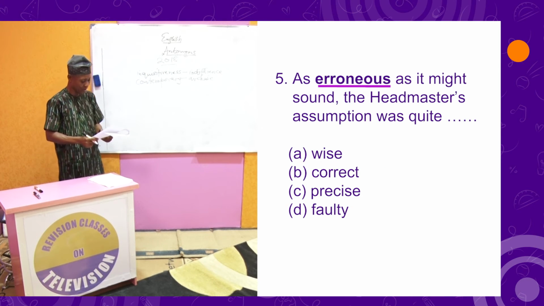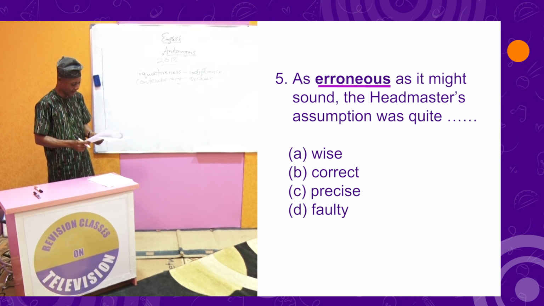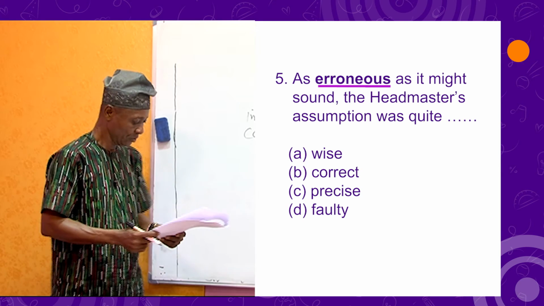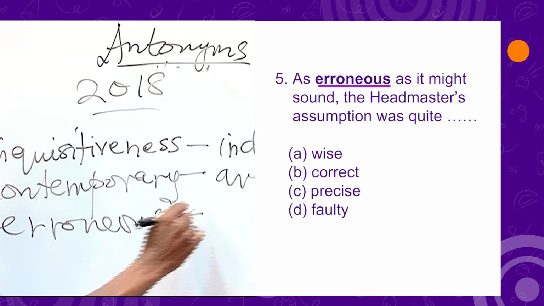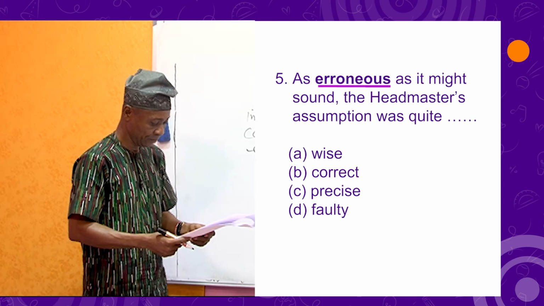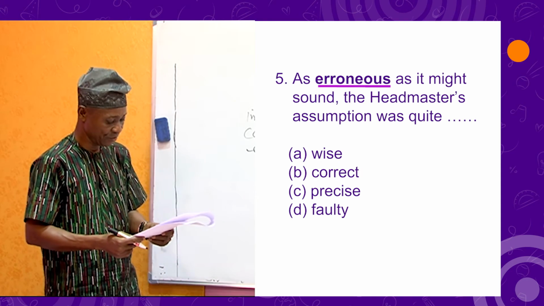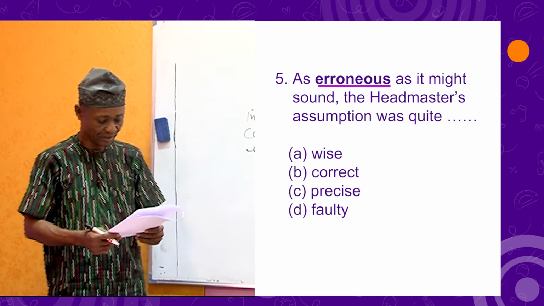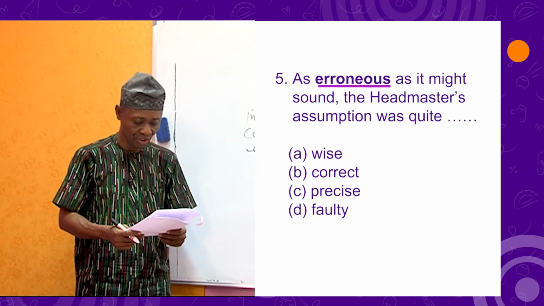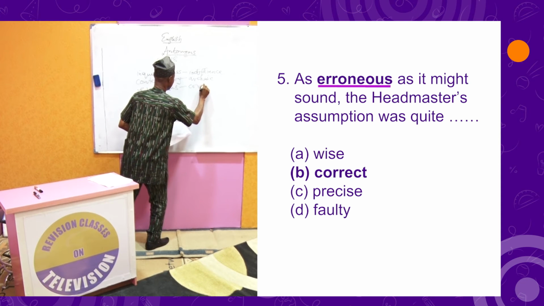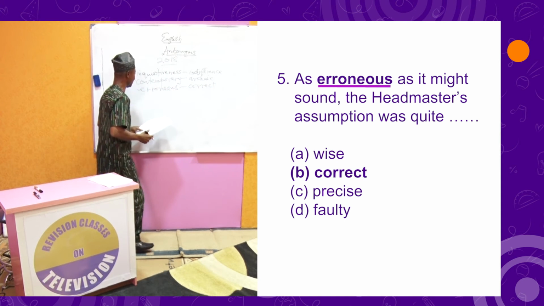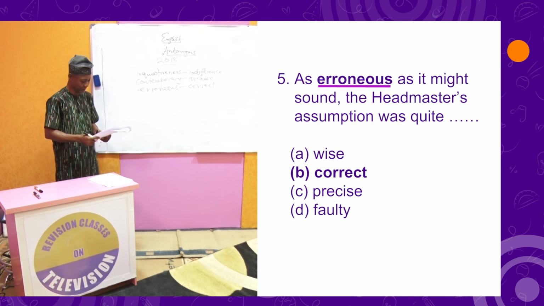Now we have question number 5. As erroneous as it might sound, the headmaster's assumption was quite dash. The word underlined in that sentence is erroneous. And we have the following options. A, wise. B, correct. C, precise. D, faulty. Option B, which is correct, is the correct answer to that question.